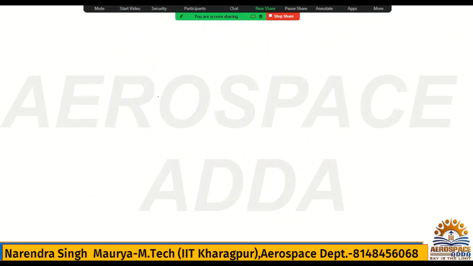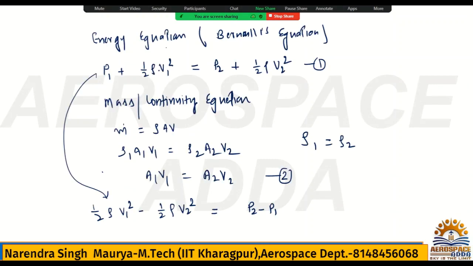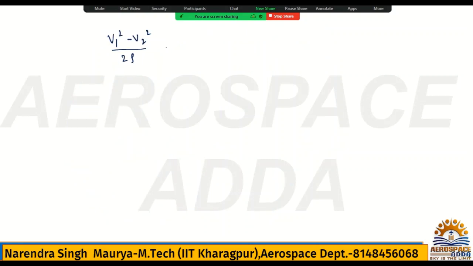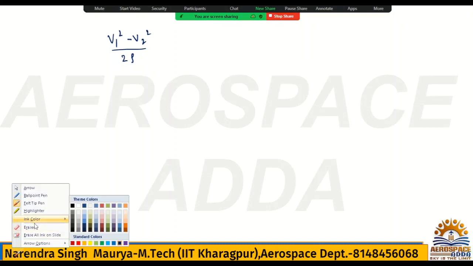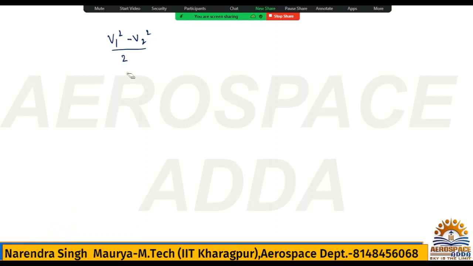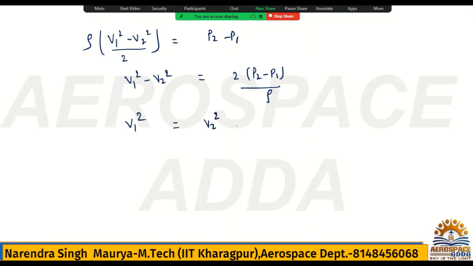Then what you will get? You get V1 square minus V2 square divided by 2 rho, check, half rho V square, right? So rho will be in the denominator. This is equal to P2 minus P1. So V1 square minus V2 square is equal to 2 times P2 minus P1 divided by rho. What is V1 square? It is V2 square plus.